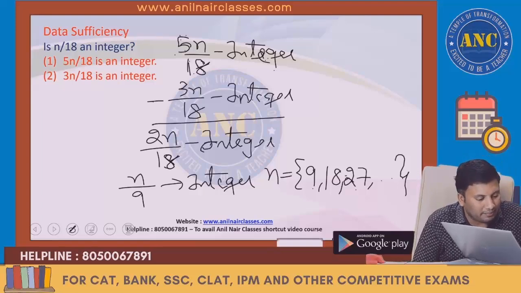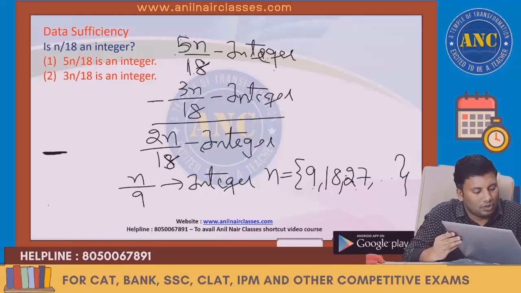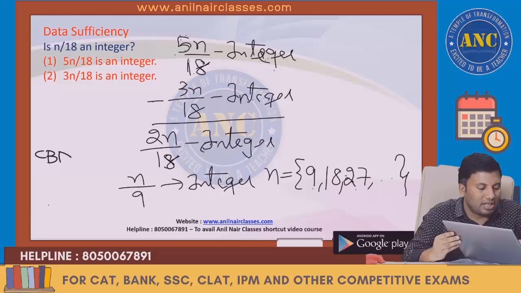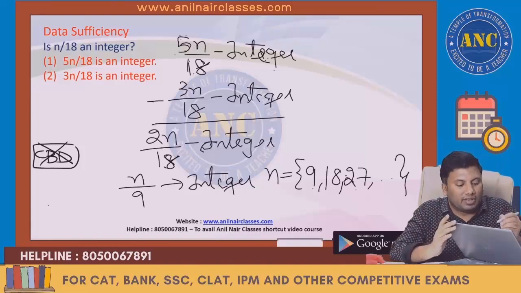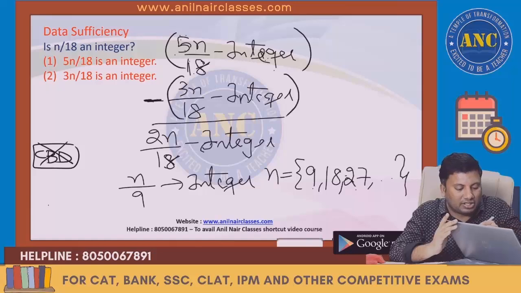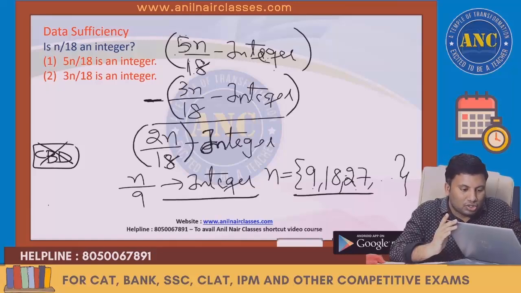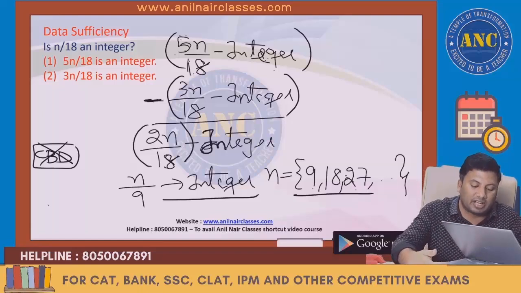You might tick mark the answer as cannot be determined. But what is the statement I said? This is also a mistake. The answer obtained after combining both the statements should satisfy the statements combined.